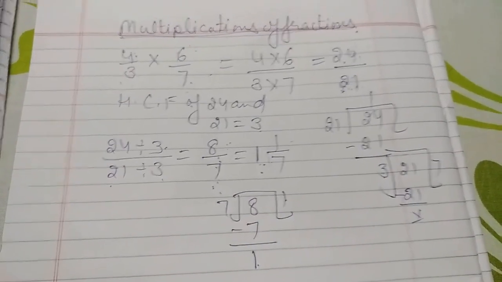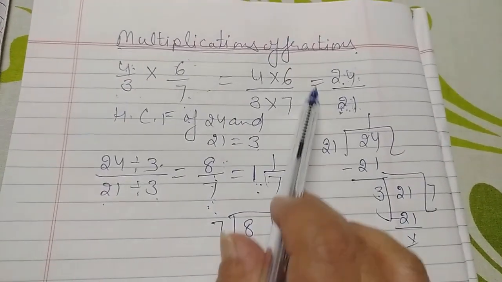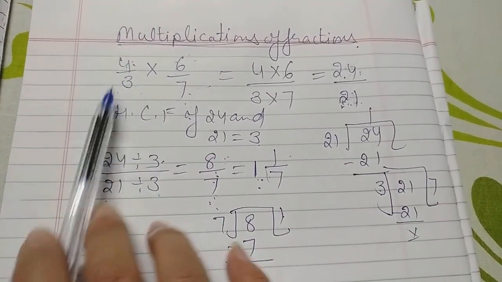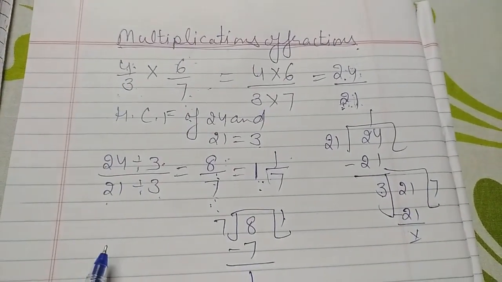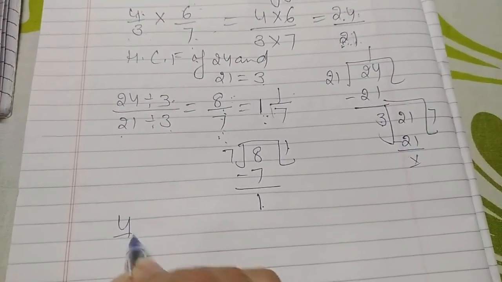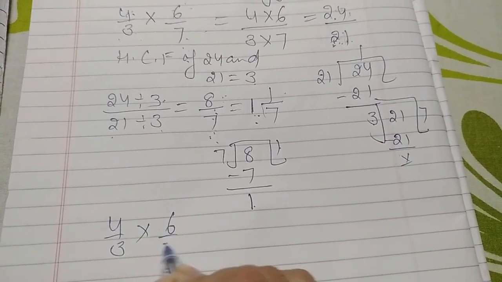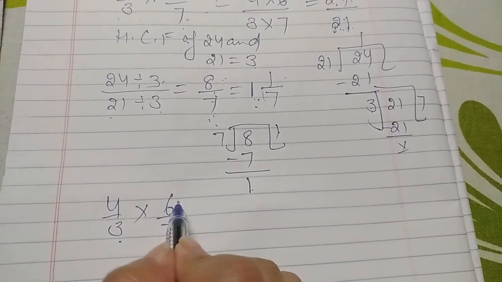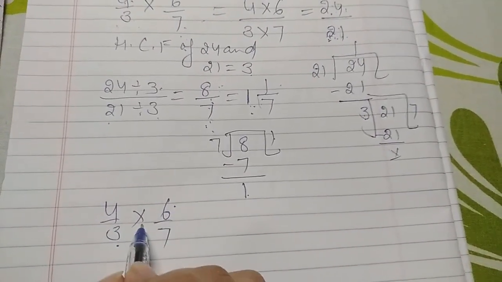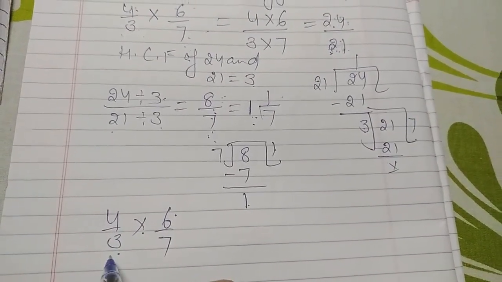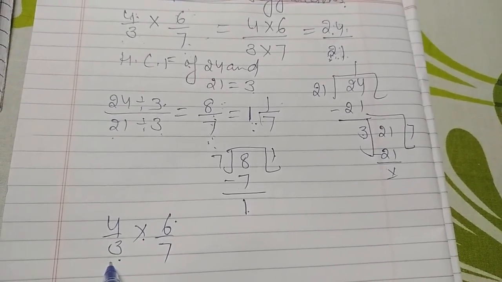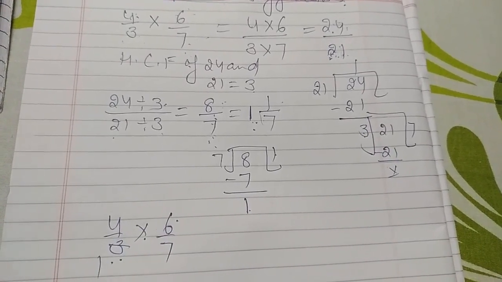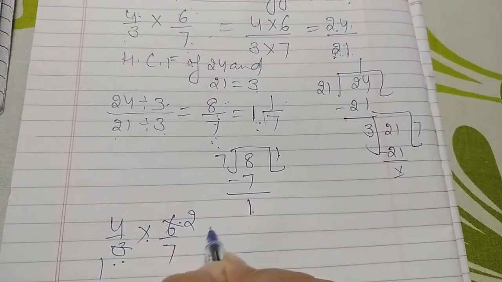So I have another way. If you don't want to go with this HCF, you can check here also. Is there any number that is divisible with the numerator? Like same question I have, 4 by 3 into 6 by 7. So 3 ones are 3, 3 twos are 6. You can check the divisibility of numerator and denominator with the common number.